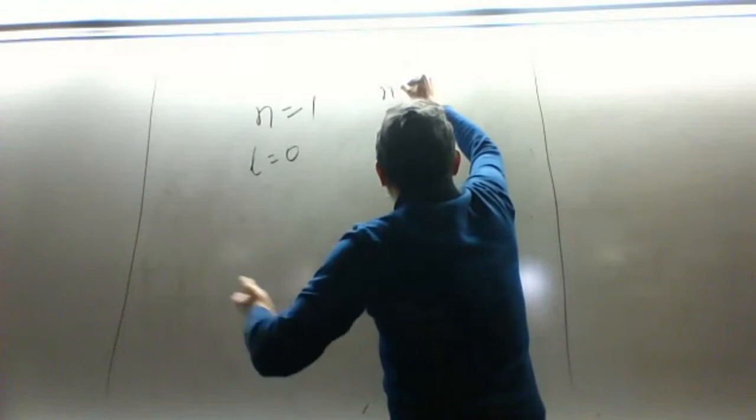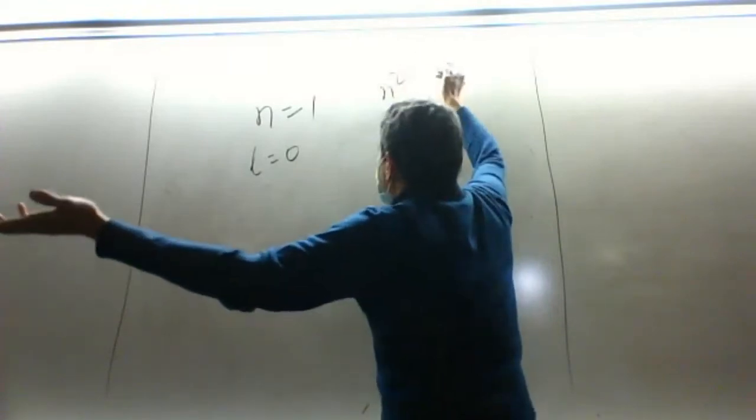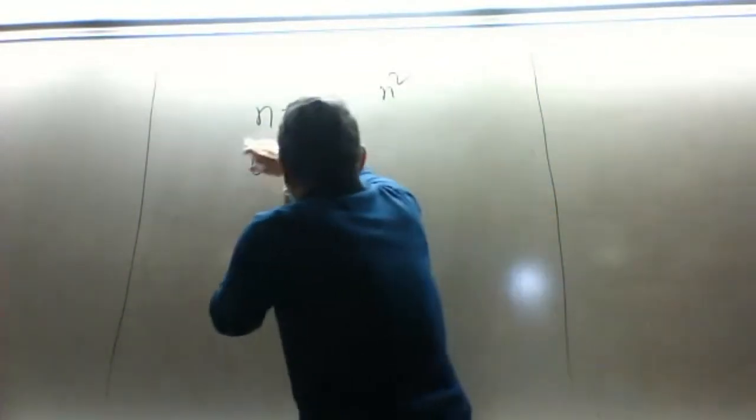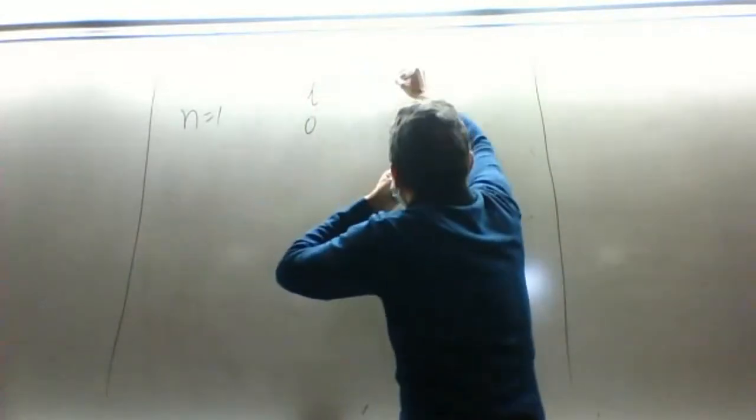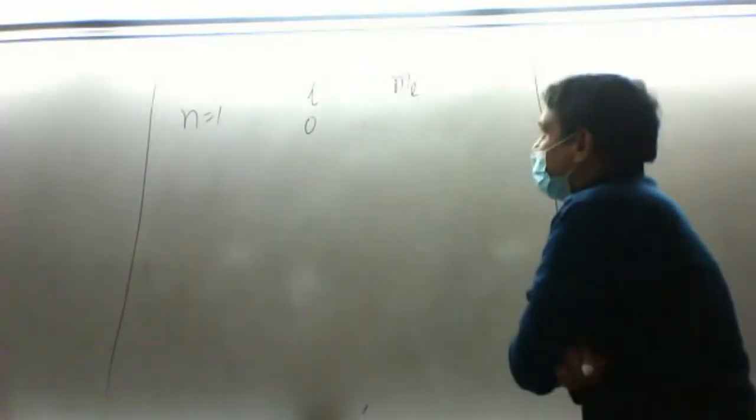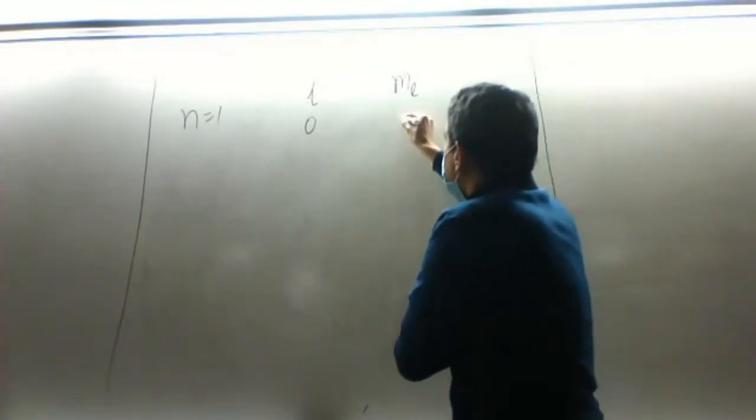If n is equal to some number, then n squared is the number of all the possible quantum states. Let's do some calculation here. Let's say n is equal to 1. Now, what is the possible value of l there? 0, right? And then now write the possible value of ml here. So that's 0 to 0. That's 0. You see that?